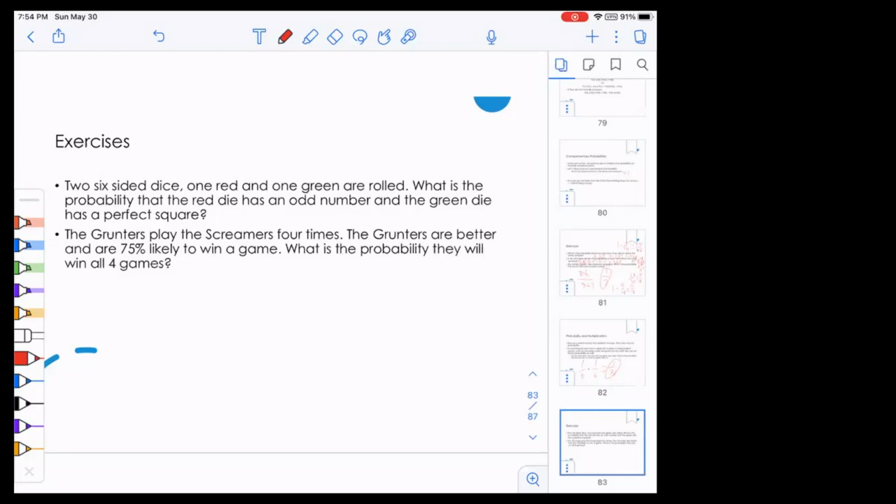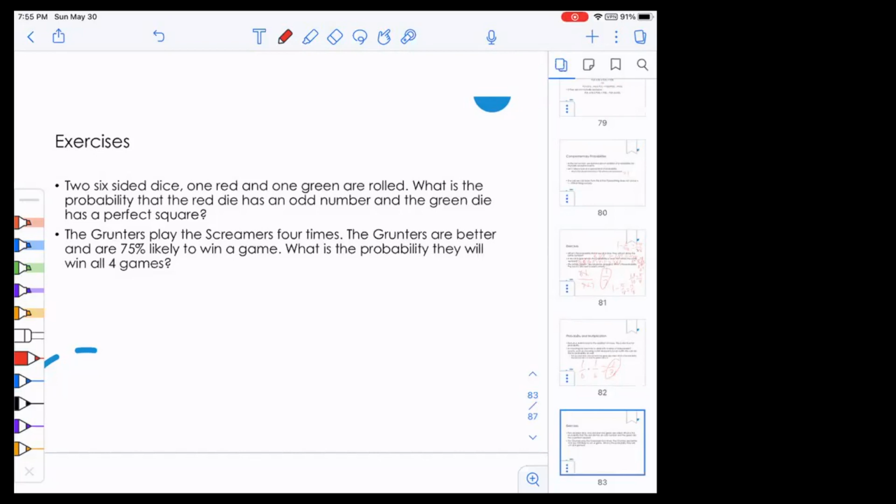All right, so these are going to be the last problems we're going to go over for today. So 2 six-sided dice, 1 red and 1 green, are rolled. What is the probability that the red die has an odd number and the green die has a perfect square? So here we're going to have 2 separate dice, and we're going to multiply the probabilities together to get our answer. So first we're going to see how many ways the red die can have an odd number.